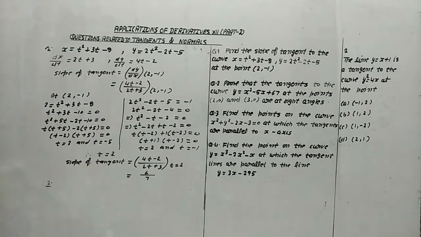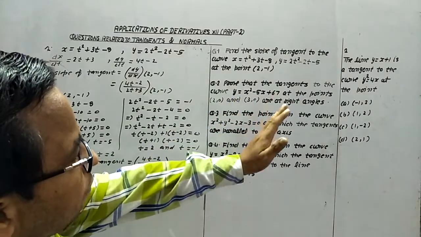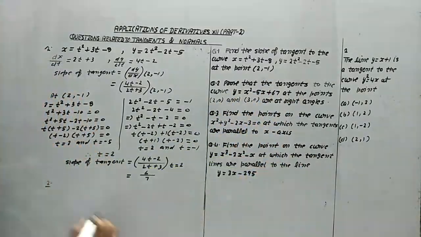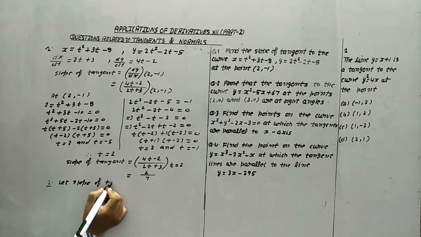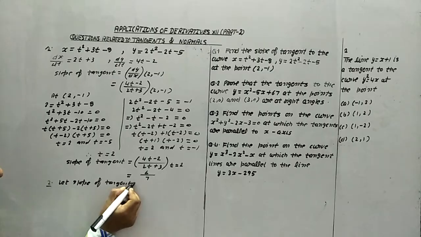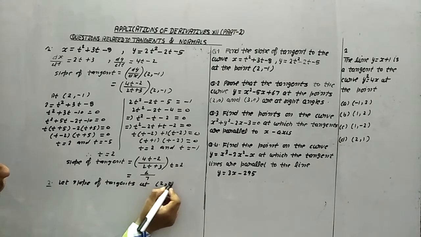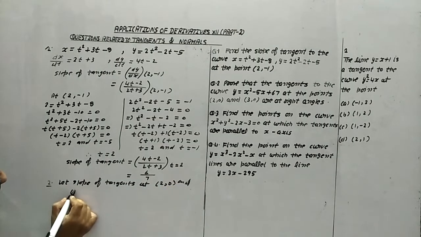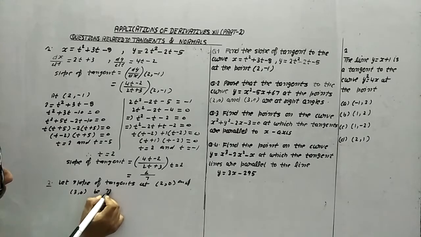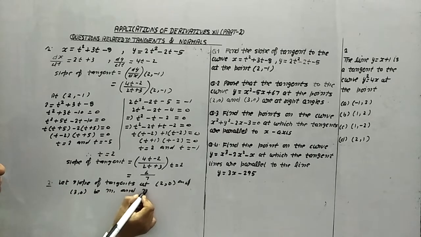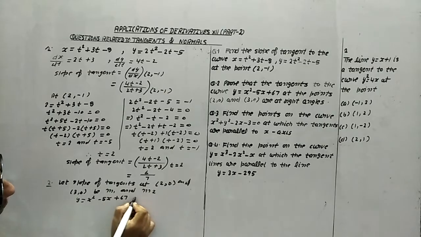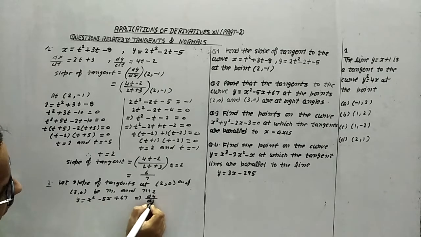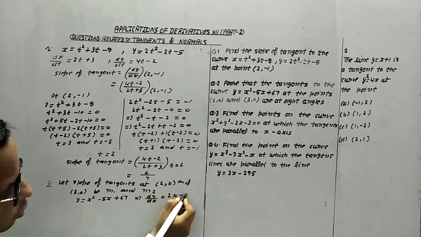Now in question number 2, prove that the tangents to the curve at the points (2, 0) and (3, 0) are at right angle. So first of all, let the slopes of the tangents at (2, 0) and (3, 0) be m1 and m2 respectively. Now we have the equation of the curve y = x² − 5x + 6. It implies that dy/dx = 2x − 5.